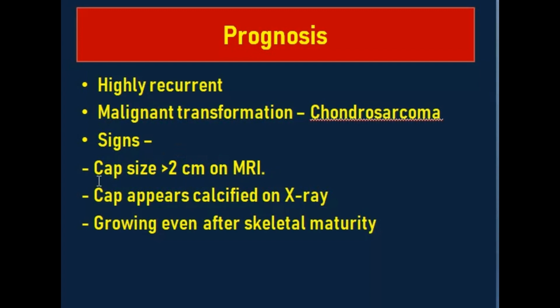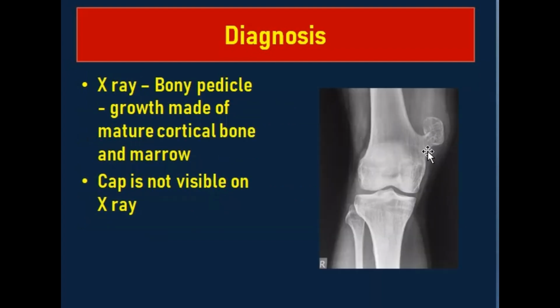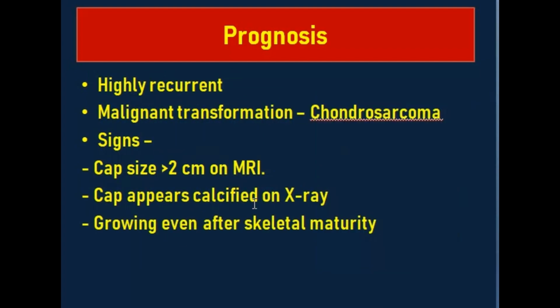So if we do an MRI and the cap size is more than 2 centimeters, then it may indicate a malignant transformation. Or on X-ray, the cap appears calcified. As I mentioned, the cap is not usually seen on an X-ray, but if it is seen and it is appearing as calcified, then it indicates a malignant transformation. And usually the tumor stops growing after skeletal maturity, but if it is growing even after skeletal maturity, then it indicates a malignant transformation.